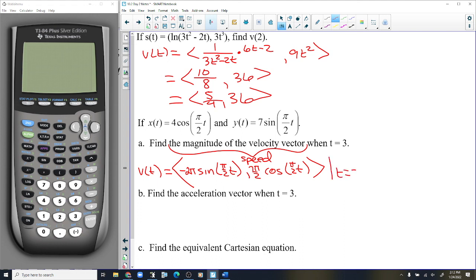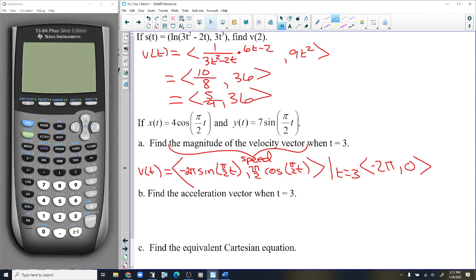Evaluate when t is equal to 3. Negative 2 pi. The sine of 3 pi over 2 is 1, so negative 2 pi. 7 pi over 2. The cosine of 3 pi over 2 is 0. So 0.